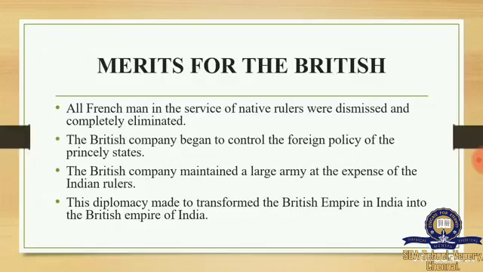First point, all Frenchmen in the service of native rulers were dismissed and completely eliminated. Second point, the British Company began to control the foreign policy of the princely states. Third point, the British Company maintained a large army at the expense of the Indian ruler. Fourth point, the diplomacy transformed the British Empire in India into the British Empire of India.